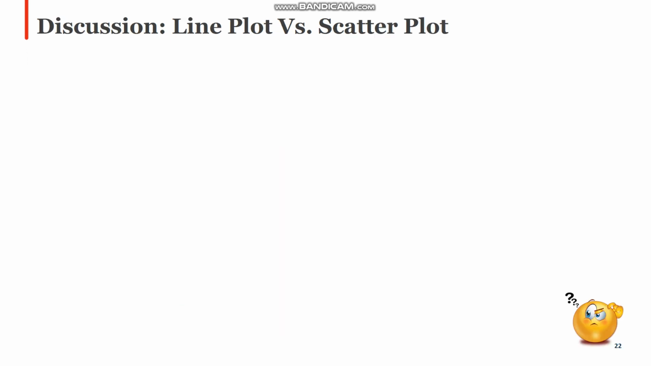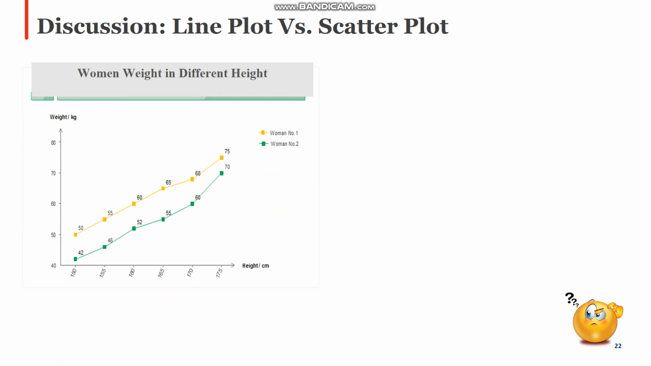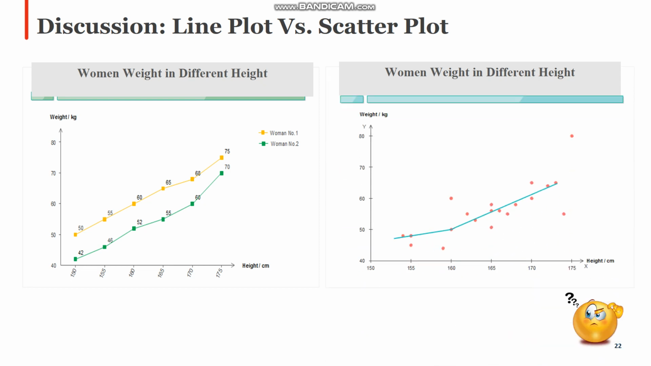Well, since both line plot and scatter plot are used to describe the relationship between two quantitative data variables, are they the same? Let's compare two examples. The first example is about women's weight at different heights. Is it a line plot or a scatter plot? The second example is also women's weight at different heights. So for this one, is it a line plot or scatter plot? What is the difference here? You may pause here and think about it.